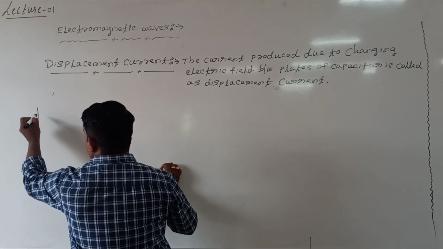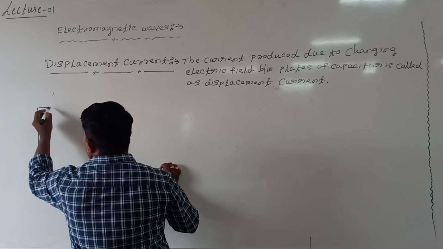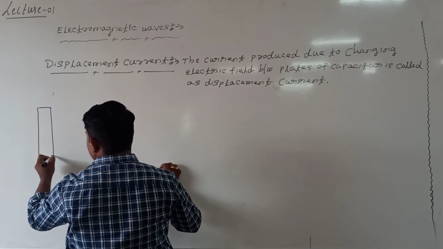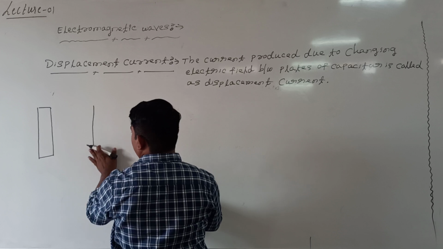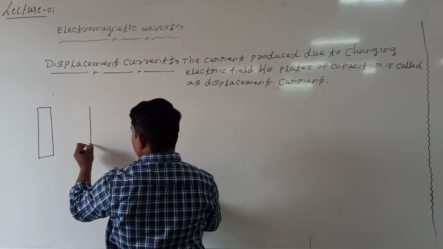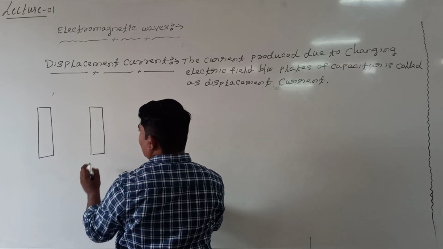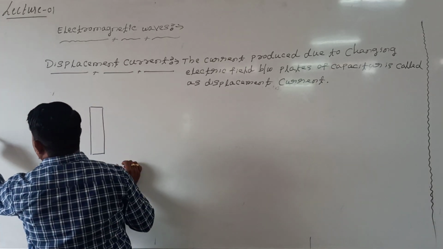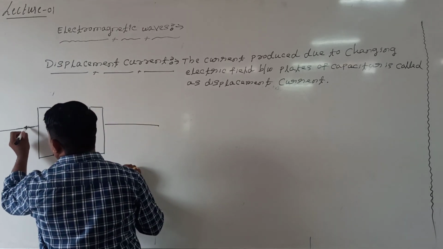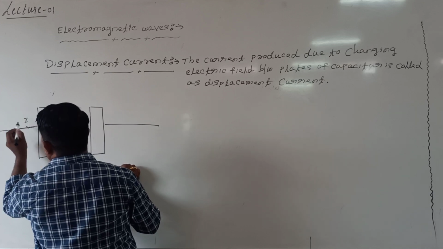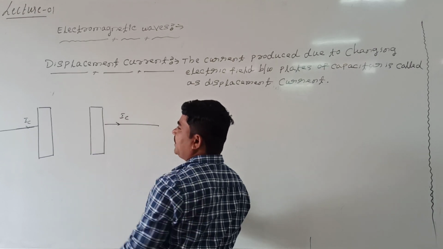I will take an arrangement of two parallel plates. Simply I will take this one plate, second plate. Actually let us take current is flowing in between the plates of capacitor. If wire is connected, so this much current can flow. This current we are calling conduction current, right?